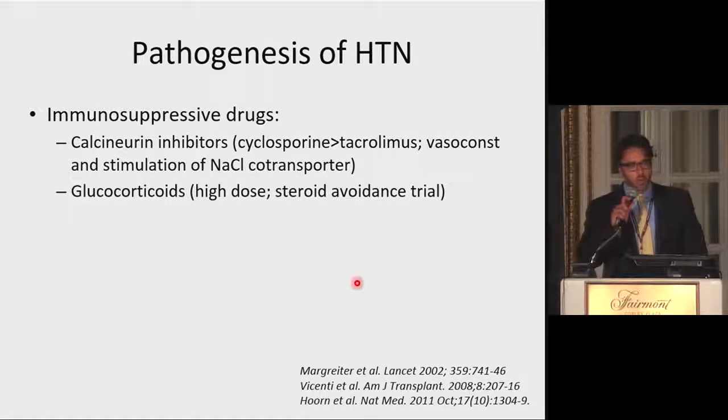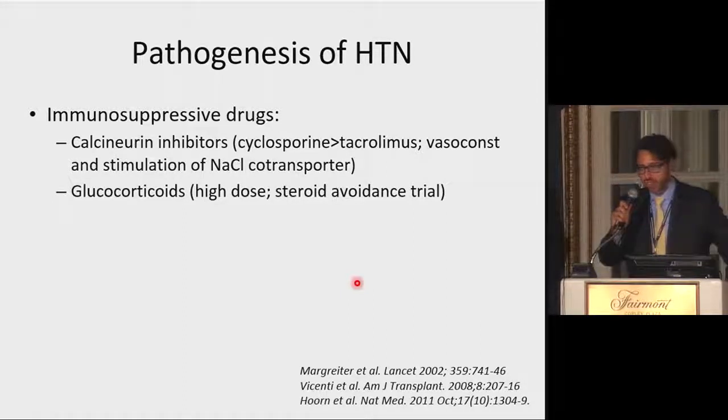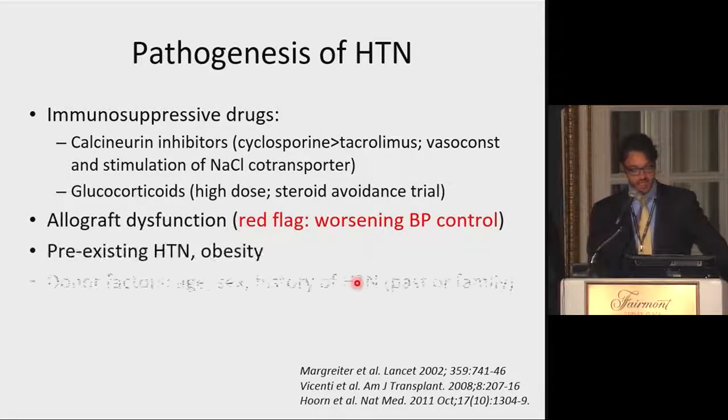So similar to what we were discussing about glucose metabolism, hypertension has a strong component of the immune suppressive drugs driving this blood pressure up. Calcineurin inhibitors can cause hypertension by two mechanisms: vasoconstriction and stimulation of the sodium chloride cotransporter in the kidney tubules. So you have both constriction as well as an increase in the volume of the blood because of that sodium chloride reabsorption. Steroids, in particular in higher doses, can also cause sodium retention and lead to that.